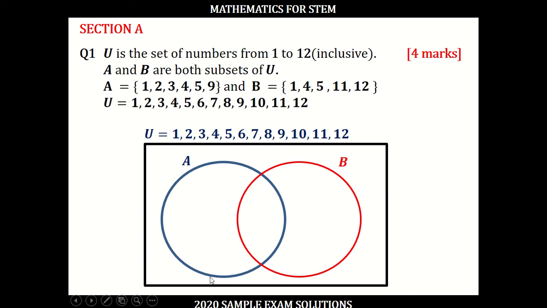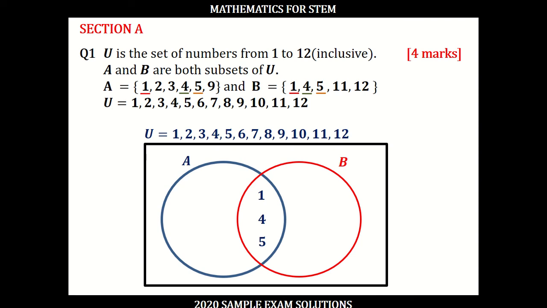A and B then are two subsets of the universal set. We always represent subsets as circles. Now the set A and the set B intersect because there should be some elements common to both A and B. So you can see the number 1 is common to both A and B. 4 is common to both A and B, and 5 is common to both A and B. So we can put 1, 4 and 5 in the intersection between A and B.